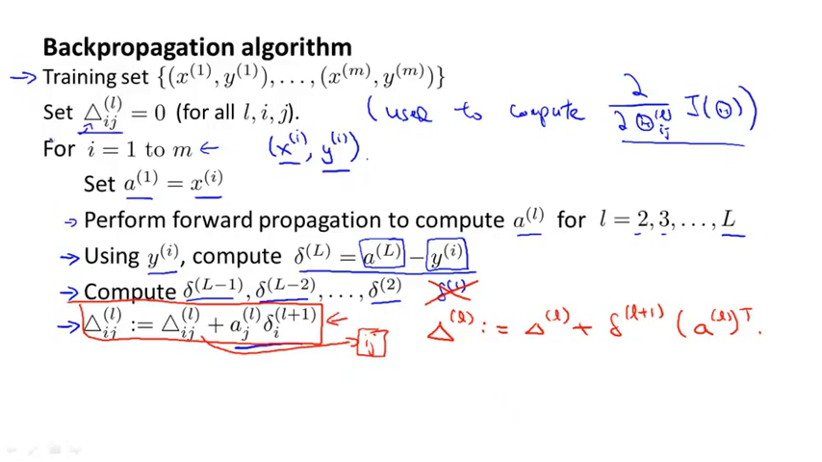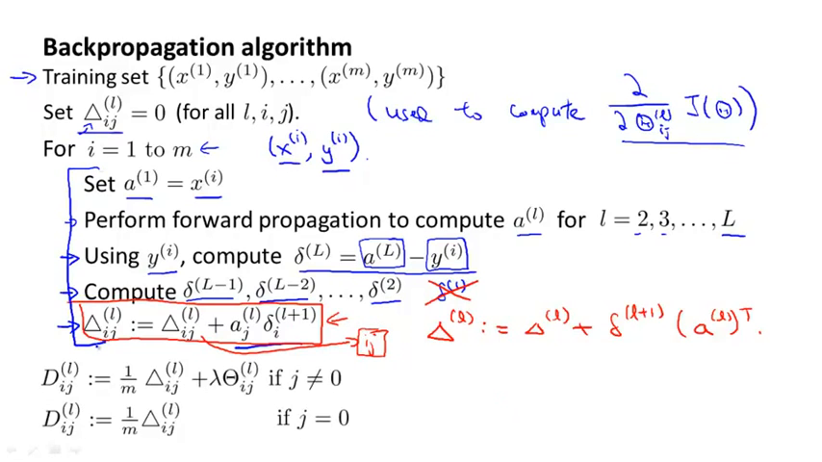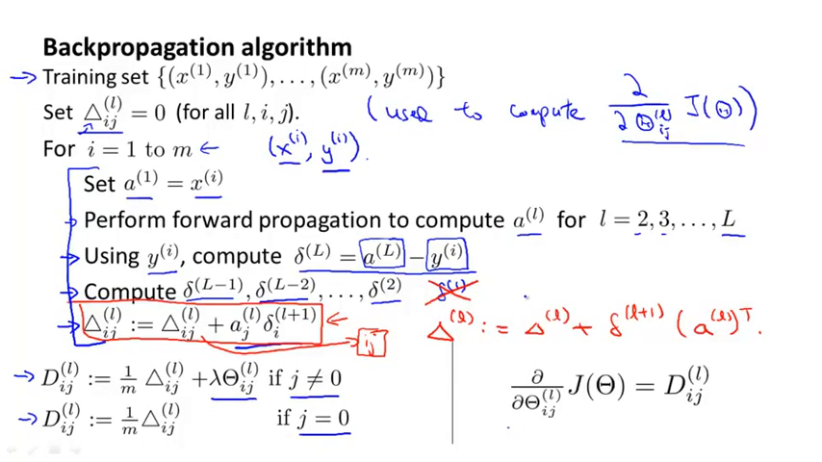Finally, after executing the body of the for loop, we go outside the for loop and compute capital D as follows. We have two separate cases, for j equals 0 and j not equals 0. The case of j equals 0 corresponds to the bias term, so when j equals 0, that's why we're missing this extra regularization term. While the formal proof is pretty complicated, what you can show is that once you've computed these D terms, that is exactly the partial derivative of the cost function with respect to each of your parameters. And so you can use those in either gradient descent or in one of the advanced optimization algorithms.